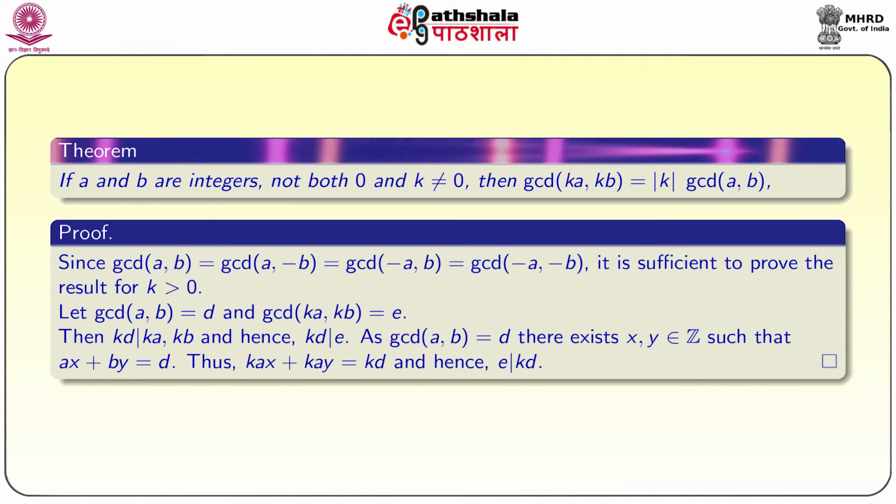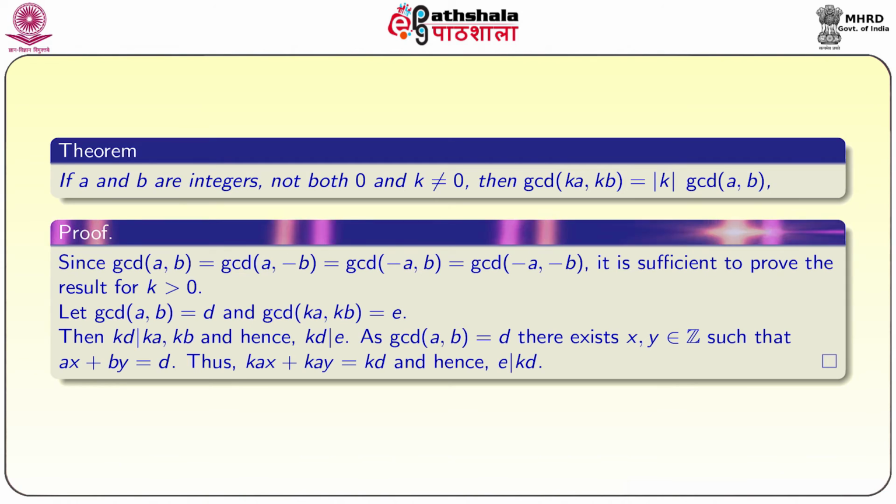Now, another result is: if a, b are integers not both 0 and k is not equal to 0, then gcd(ka, kb) is equal to the modulus of k times gcd(a, b). One should be careful again: GCD is always a positive integer. So we should not take just k, we have to take the modulus of k.